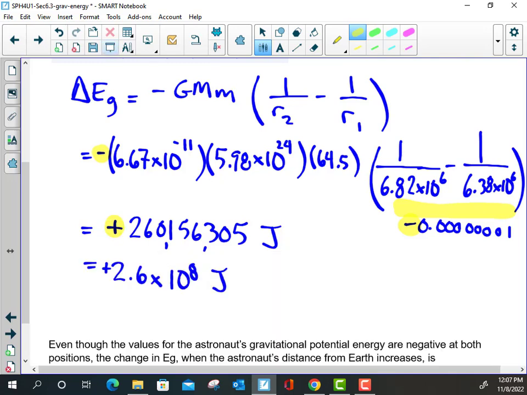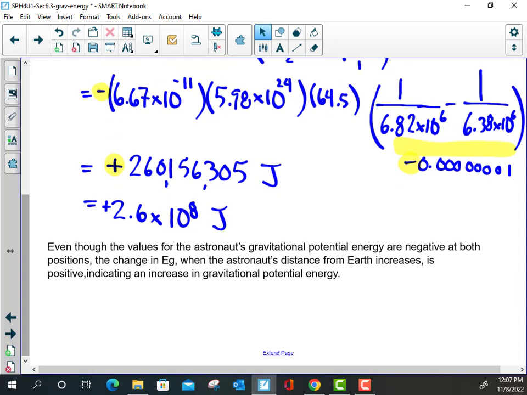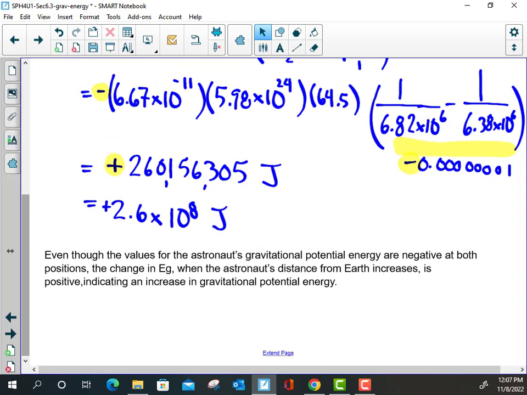And so we should get some positive change because this is a delta Eg, something moving away. We have an increase in our gravitational energy, which makes sense. That's what we're expecting to get. So even though the values for the astronaut's gravitational potential energy, if you calculated them separately, would have been two negatives, the change from one negative number to the other is an actual increase, so it's a positive value. And that's a really big thought.